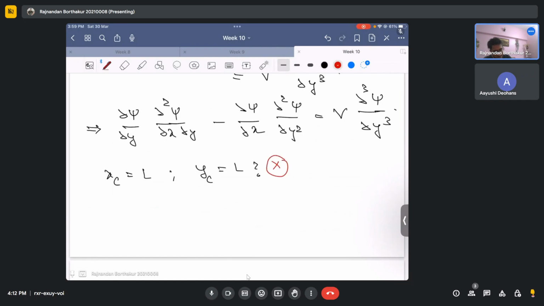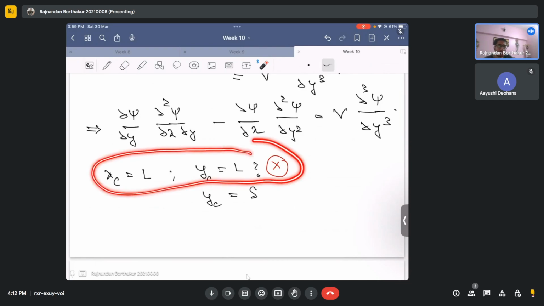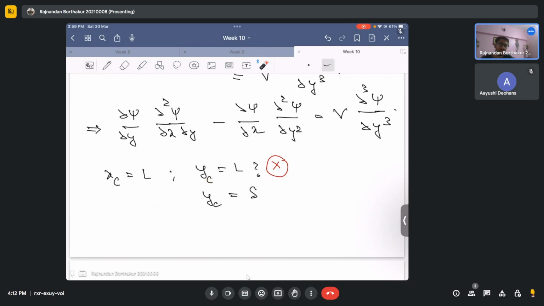Now for yc, you can show that yc essentially scales as delta. Can you tell me, if you choose yc also as L, what problem do you face physically? Because the boundary layer thickness is smaller than the plate length. Yeah, exactly. That is a result, actually, I would say.